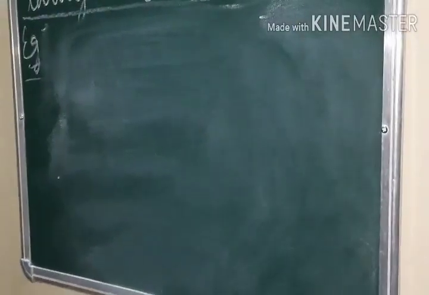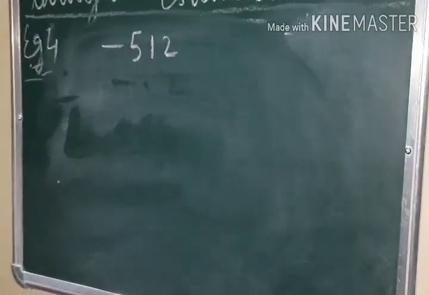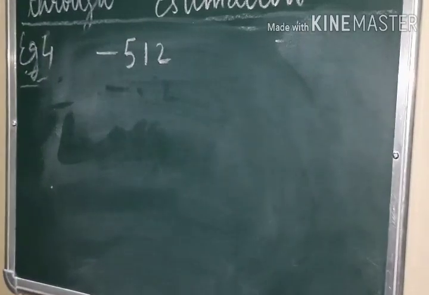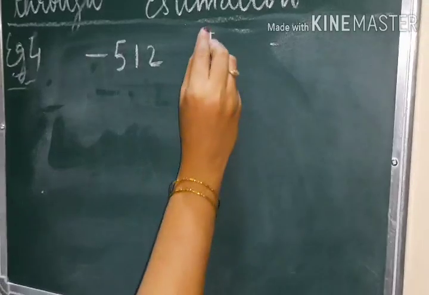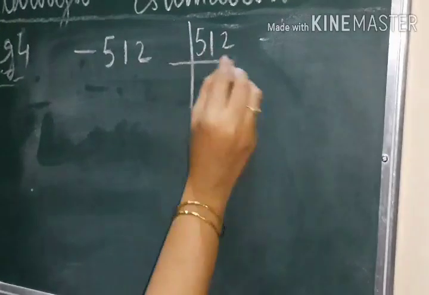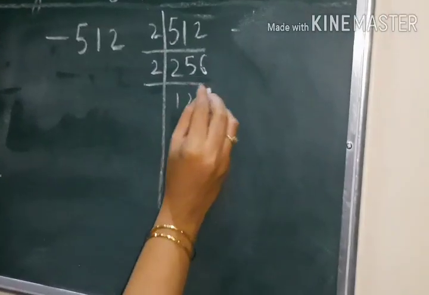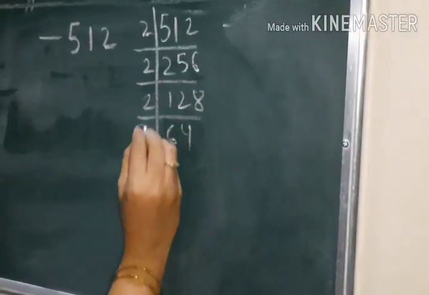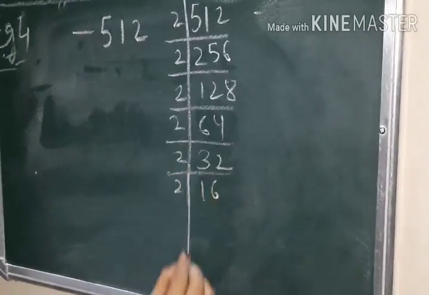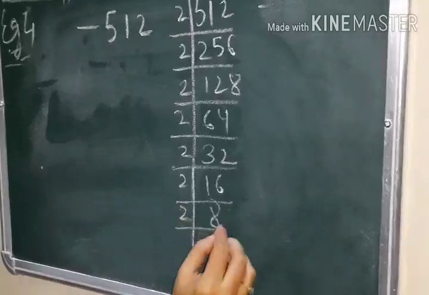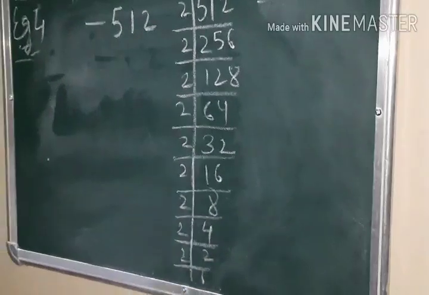Find the cube root of minus 512. Whenever you have to find the cube root of a negative integer, your answer will be negative only, that is very sure. So just find the prime factorization of 512. 256, 128, again by 2, 64, again by 2, 32, again by 2, 16, again by 2, 8, again by 2, 4, again by 2, 1.